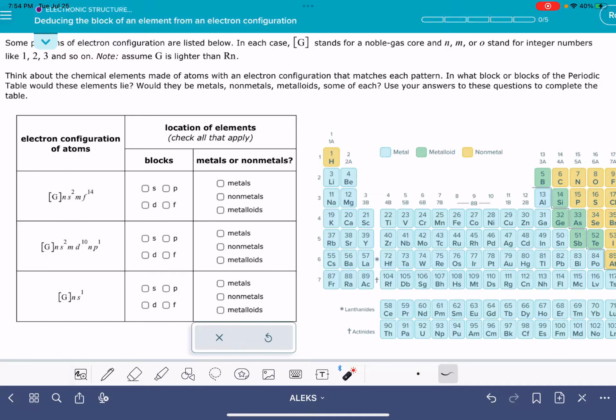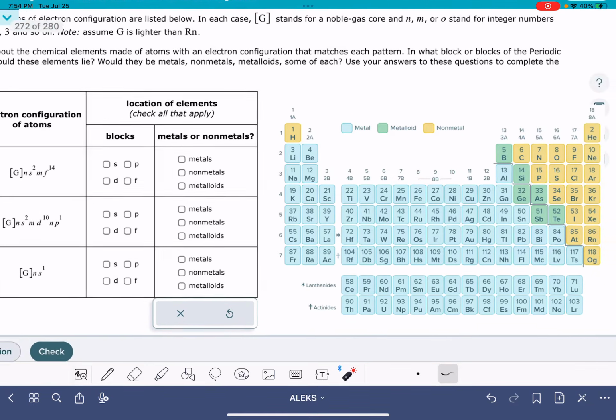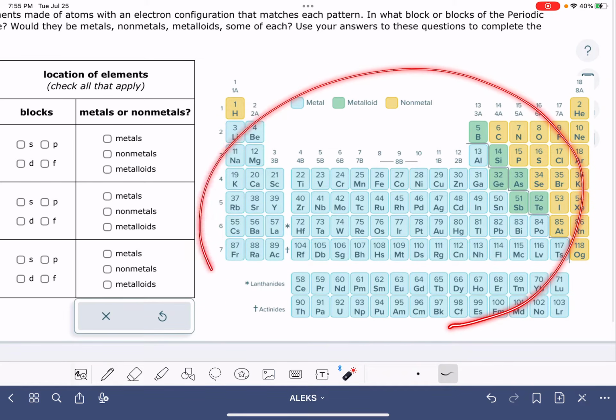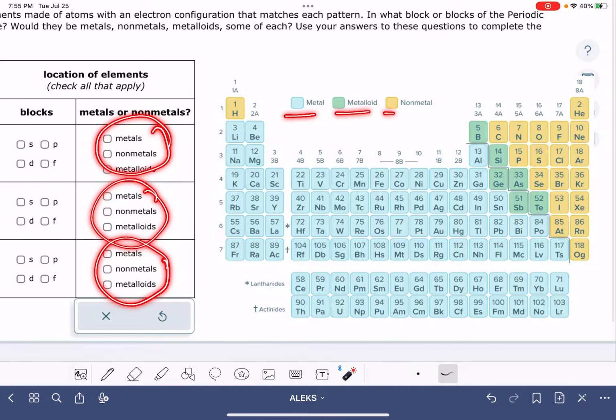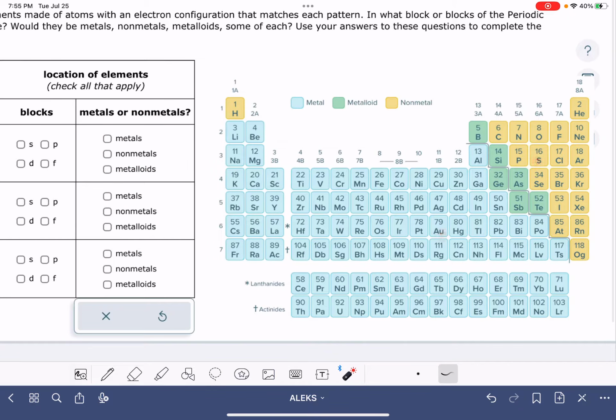In this video, I'll show you how to solve the ALEKS problem called deducing the block of an element from an electron configuration. To solve this problem, you are definitely going to want to have a periodic table handy, and I really like ALEKS's periodic table for this problem because part of this problem is asking us to classify elements as metals, nonmetals, or metalloids, and ALEKS has got some good color coding for that.